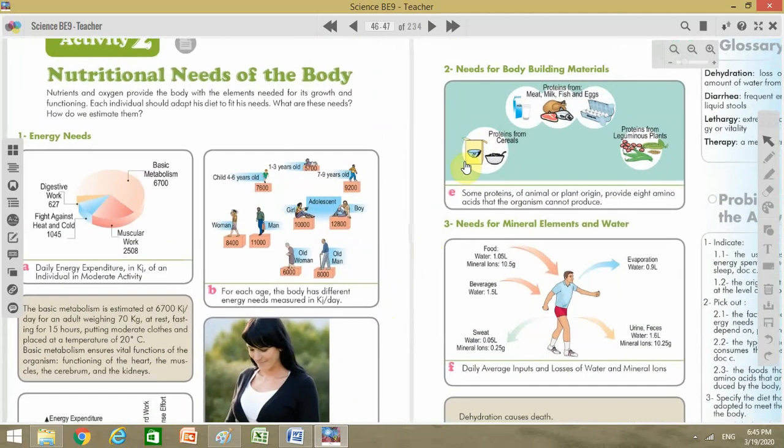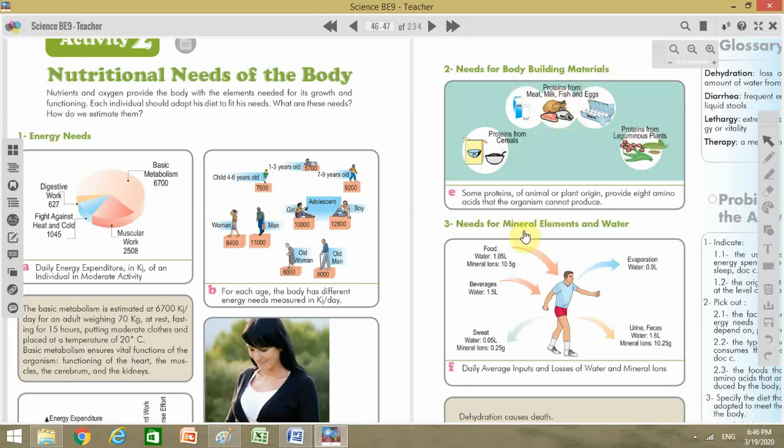The second category for our nutritional needs is body building material, which is mainly proteins that we get from cereals, meat, fish, eggs, or from seeds. And this is very important because we need to build our muscles, we need to build our cells, we need to produce our proteins. For example, the enzymes we talked about previously in the digestive system are all made up of proteins and they should be produced from amino acids.